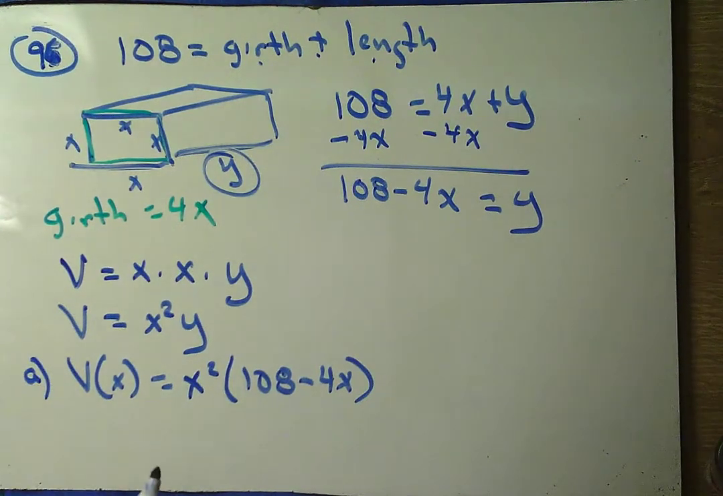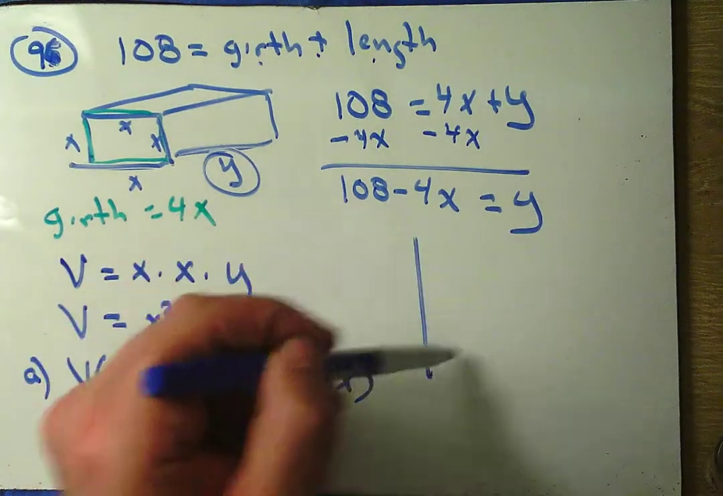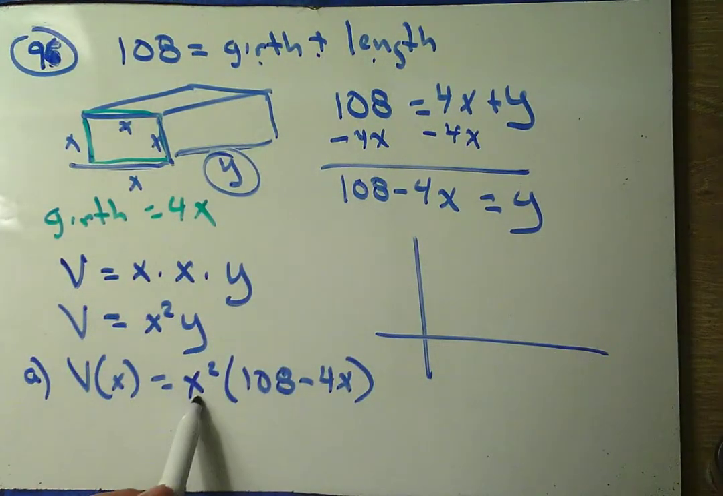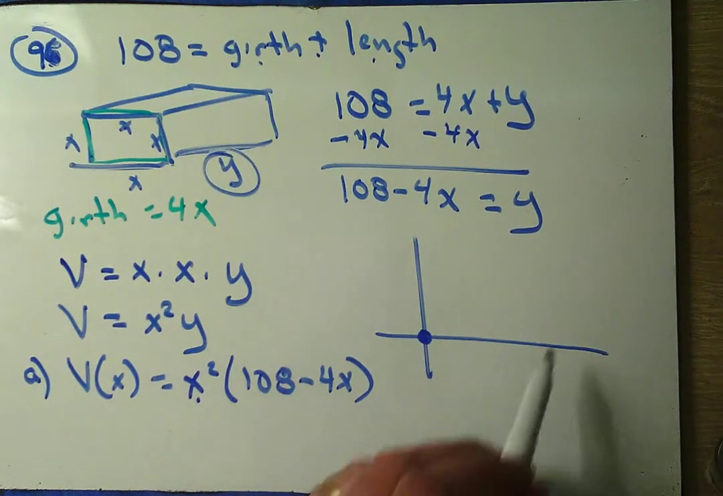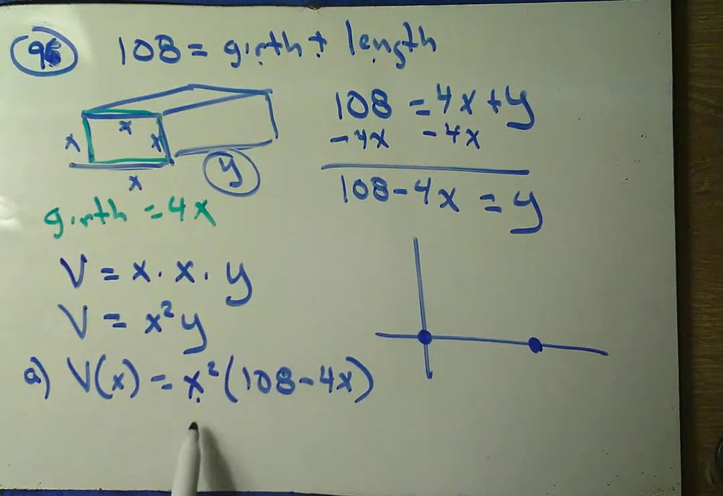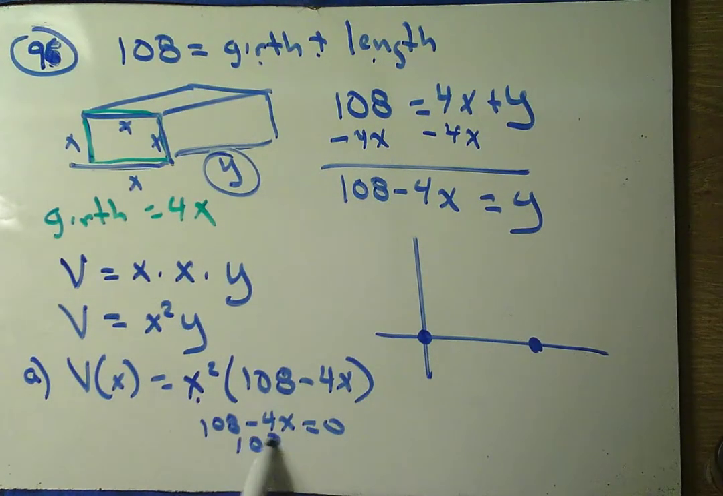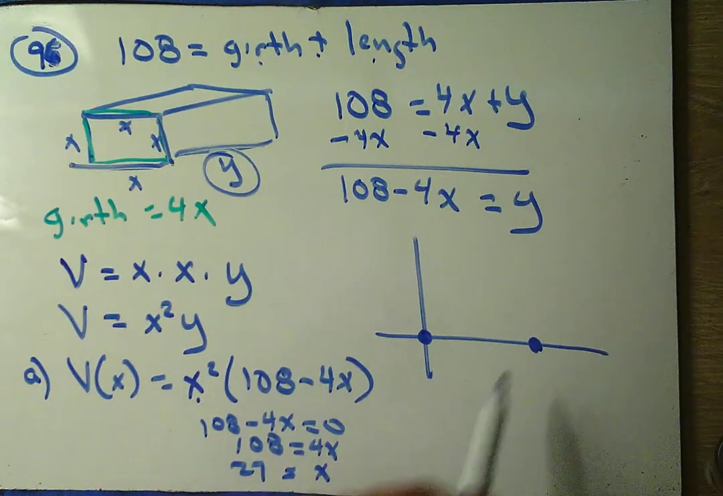That's part A. Part B, use the graphing utility to graph your function, and set an appropriate viewing window. Well, I have x-intercepts at 0, and I have x-intercepts when I set 108 minus 4x equal to 0, or 108 equal to 4x, I get x equals 27.